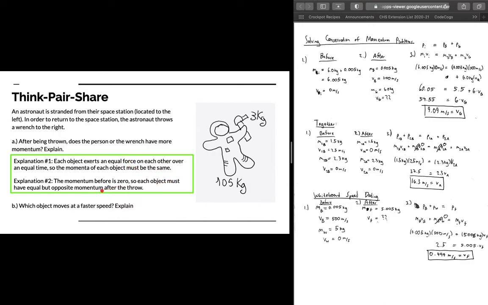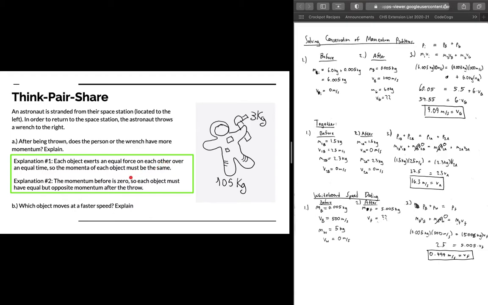The other way we can look at it, from the perspective of conservation of momentum, is, again, that the momentum before the wrench is thrown is 0. So each object after the wrench is thrown must have equal but opposite momenta. The wrench has a certain momentum to the right, and the person has an equal but opposite momentum to the left. When you combine those two momenta, the momentum of the person and the momentum of the wrench, that gives you 0.